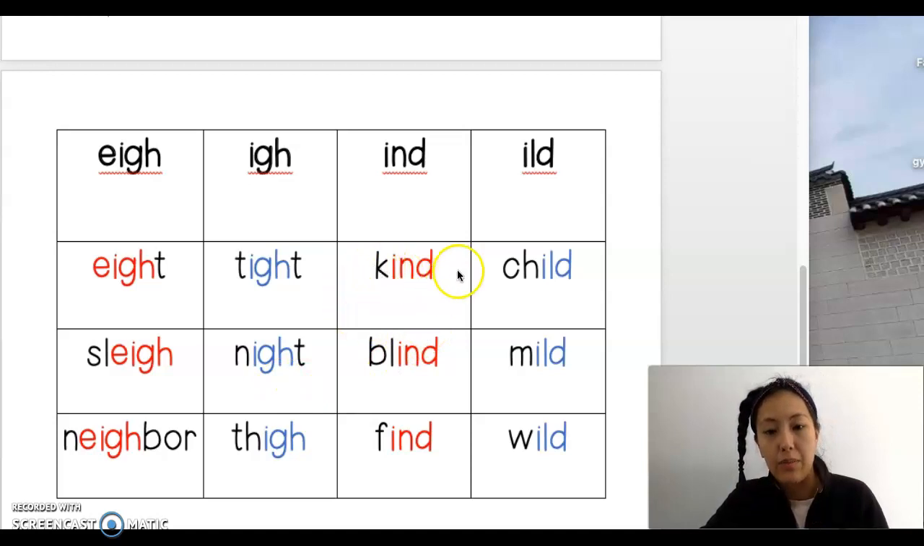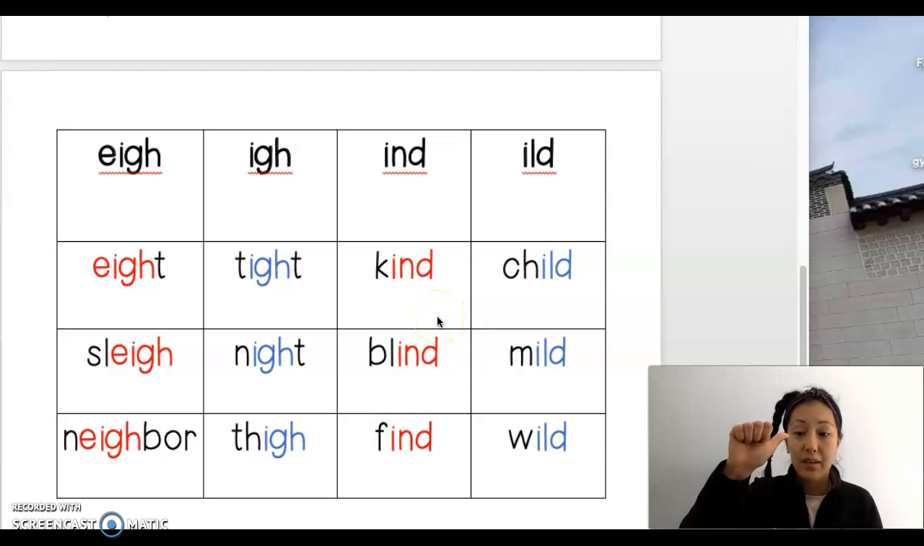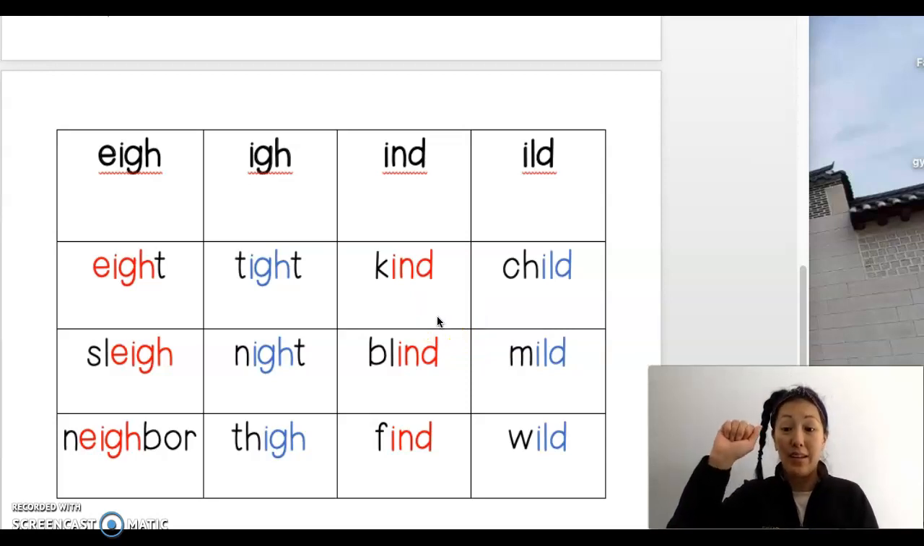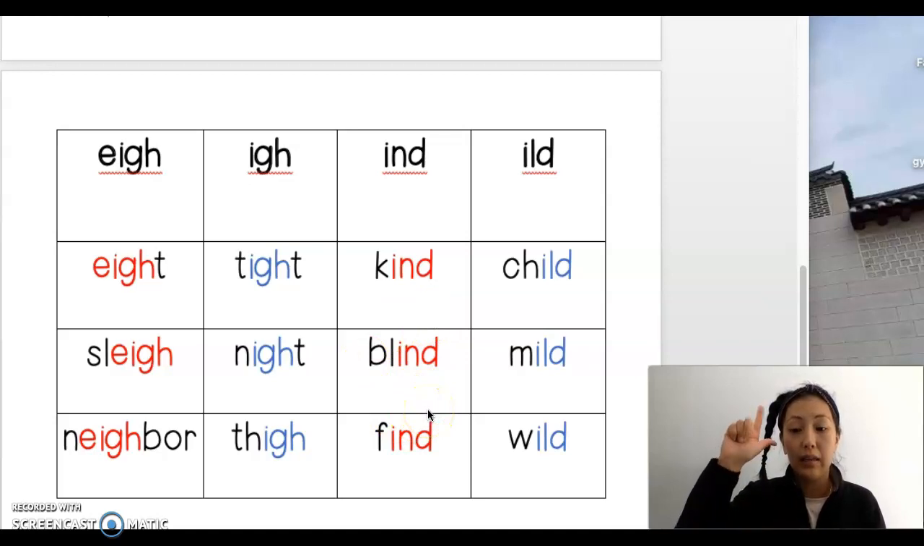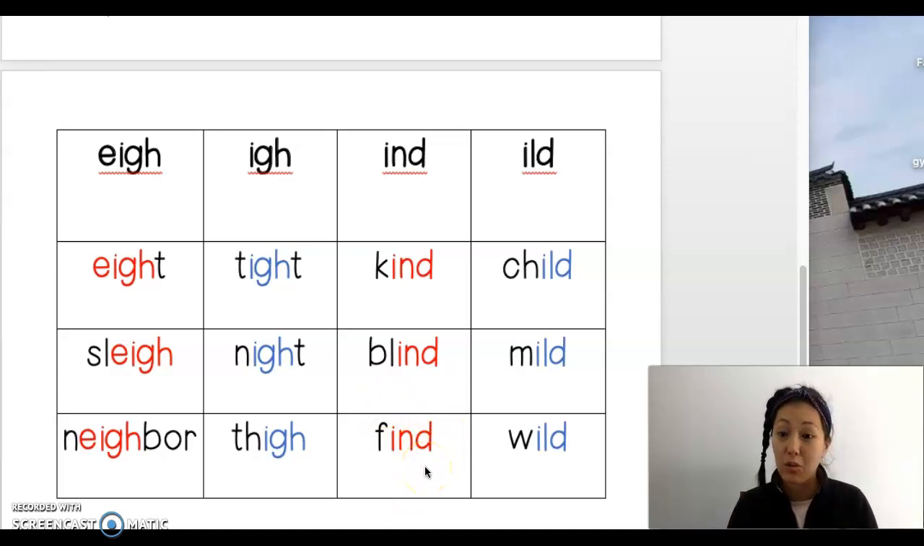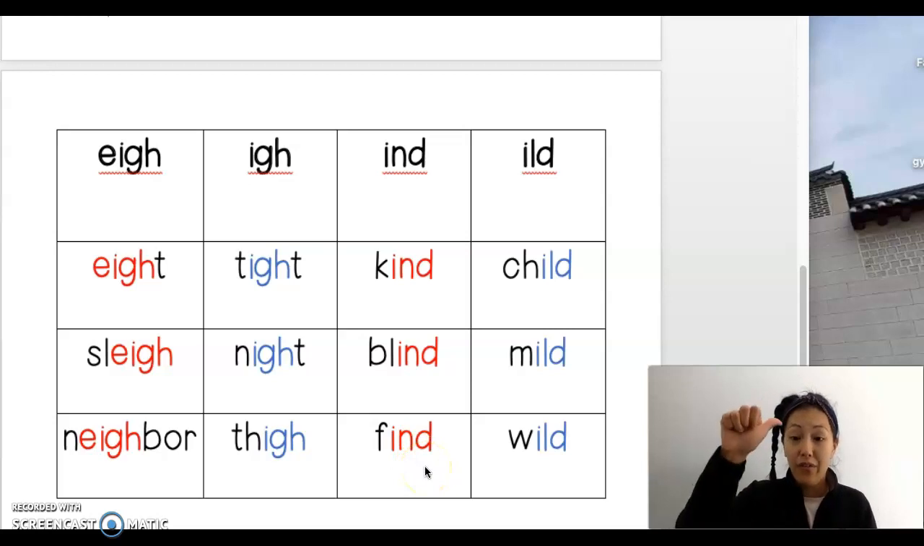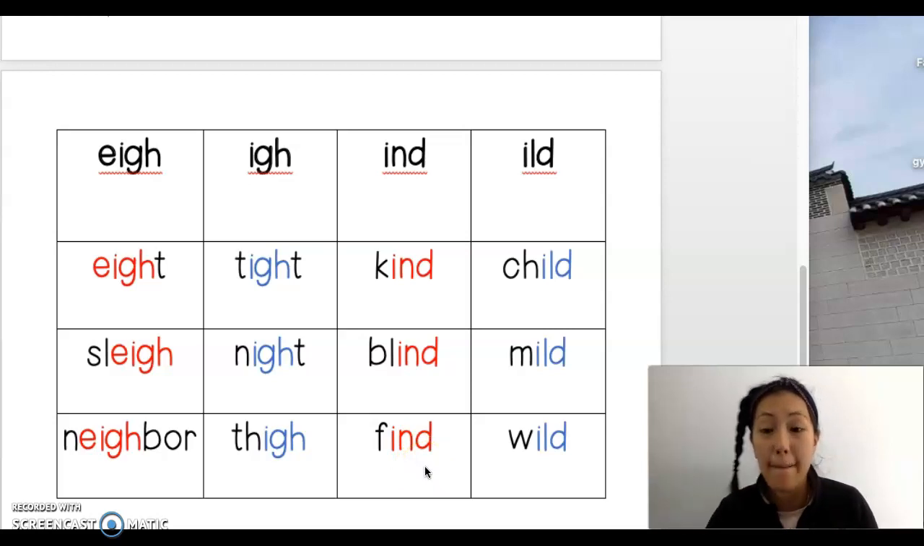They're being kind. Let's do kind. Here we go. Again, ready? Kind. One finger. Let's do another one of these here. Blind, ready? Blind. Again, these are one finger. One more for good luck. Let's do the word find. Ready? Find. Okay, friends, last one.